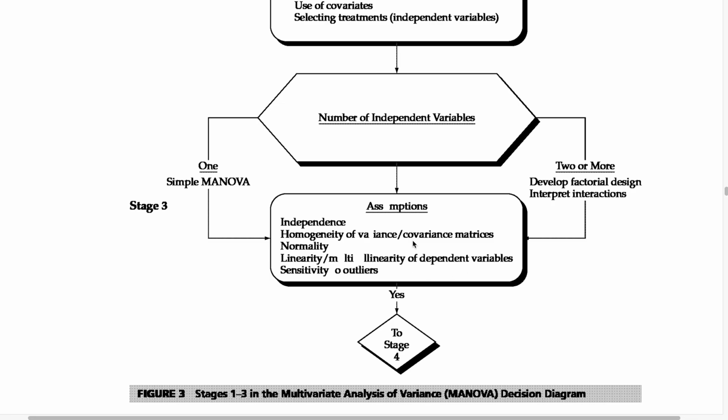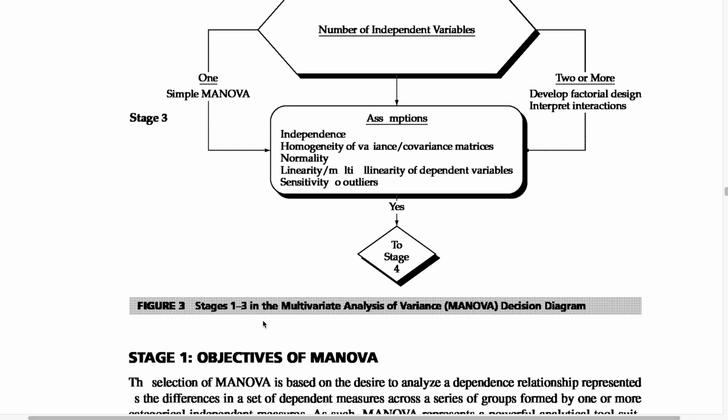Interactions and assumptions: independence, homogeneity of variance-covariance matrix, normality, linearity, multicollinearity of dependent variables, sensitivity, outliers. Then on to stage 4. These are stages 1 to 3 in the multivariate analysis of variance.